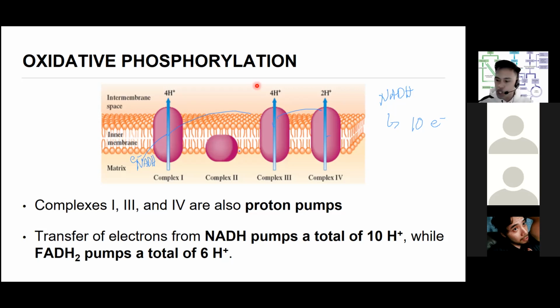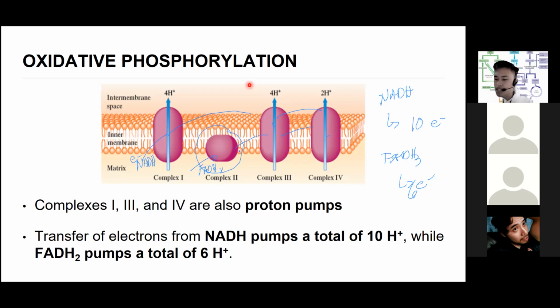How about your FADH2? Your FADH2 enters here. So how many hydrogen ions is it able to pump? It will only pump 4 and then 2, so a total of 6. Do you follow? Class, am I making sense here?